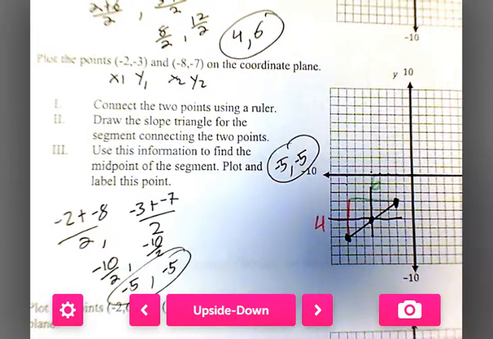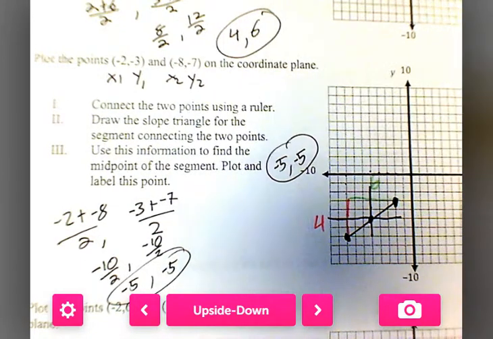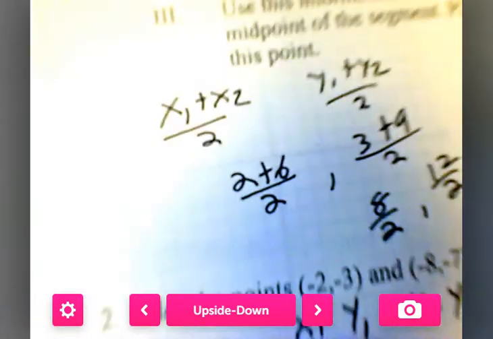All right. We're going to go to distance formula now. Are you ready? Distance formula.